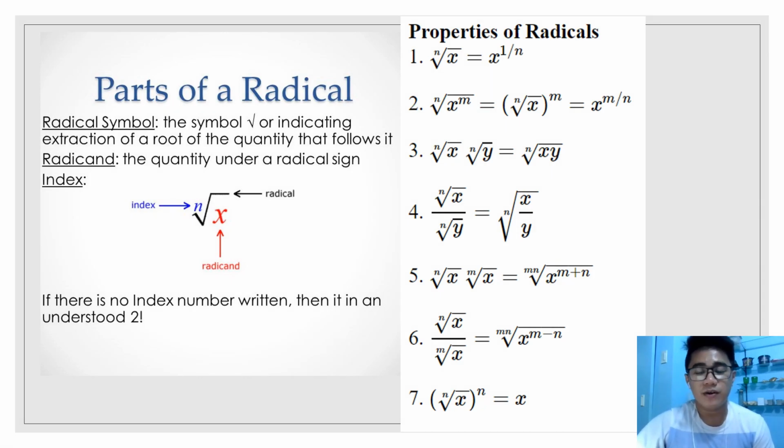So, ito po, what if may exponent na yung x sa number 2? Tingnan po natin, x to the power of m. So, ibig sabihin po, yung m magiging numerator ng exponent, yung n, which is the index, magiging denominator, and yung x is magiging base. Yan po. So, x to the power of m over n.